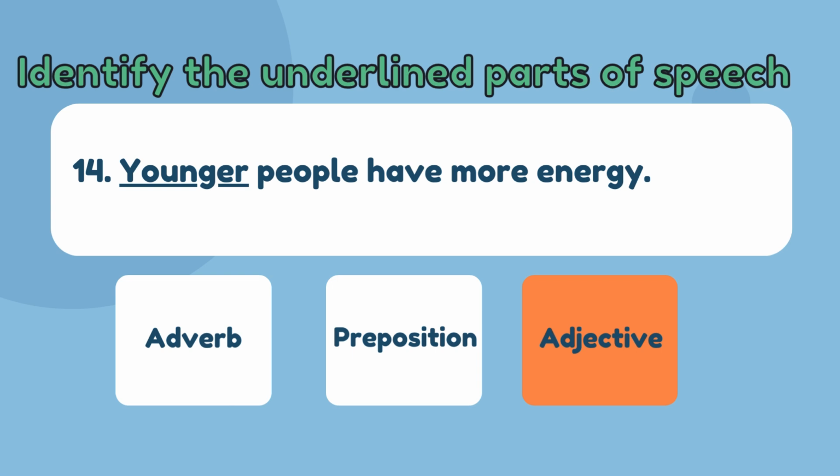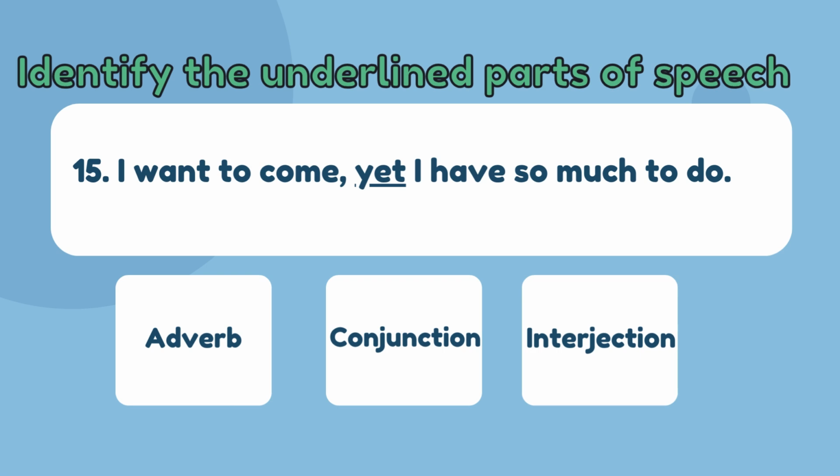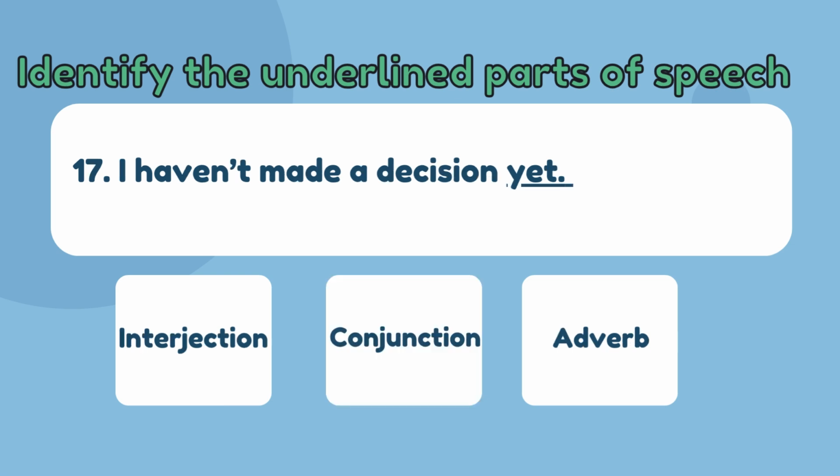And question number 15. I want to come, yet I have so much to do. So underlined is a verb, conjunction, or an interjection. And it is a conjunction because it connects two sentences here. I want to come, and yet means like but. There are opposite things here. So I want to come, but I have so much to do, or you can use yet I have so much to do.